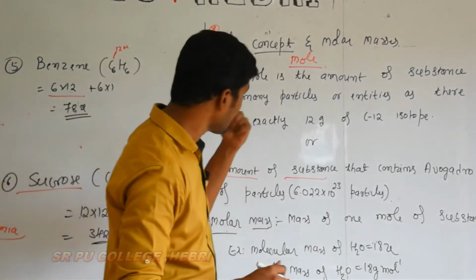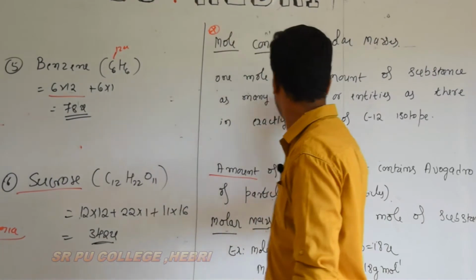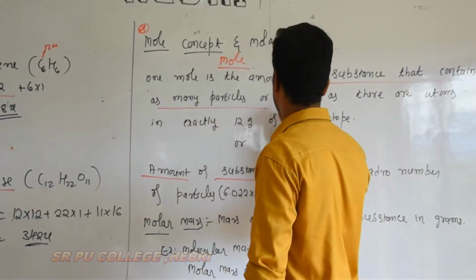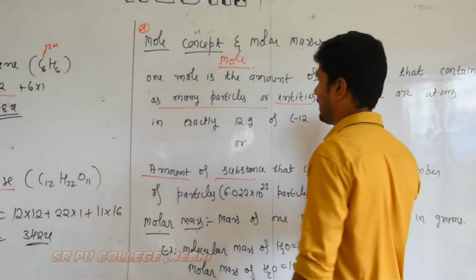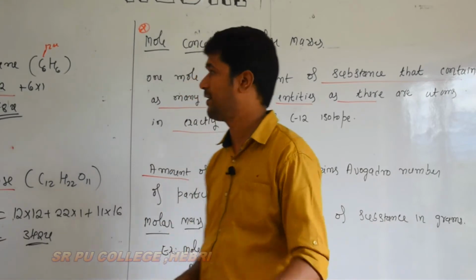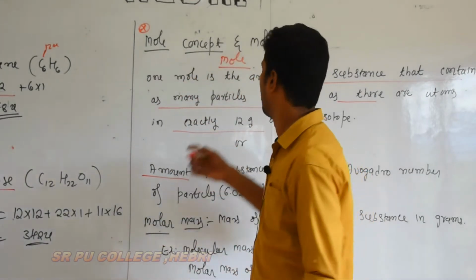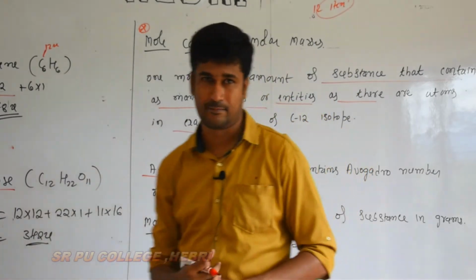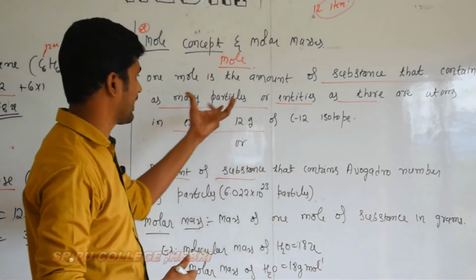I'll explain this. 1 mole is nothing but the amount of substance that contains as many particles or entities as there are atoms in exactly 12 gram of carbon 12 isotope. To define this term, think of 1 dozen: it means 12 items. Here 1 mole refers to a certain quantity or number.